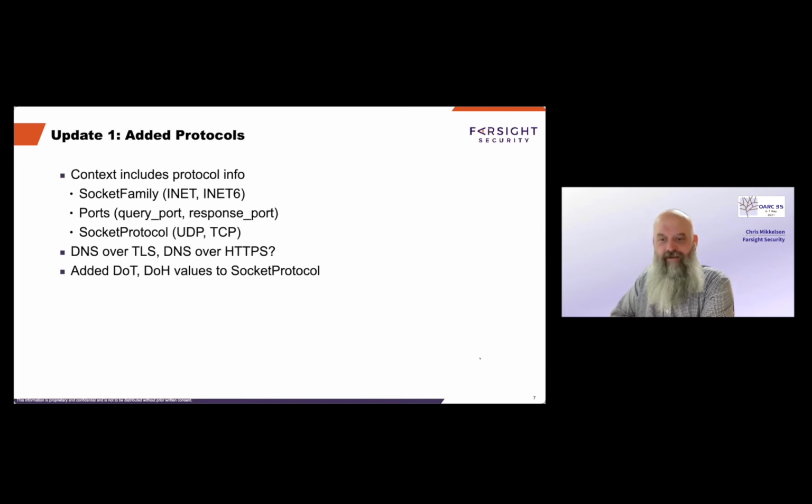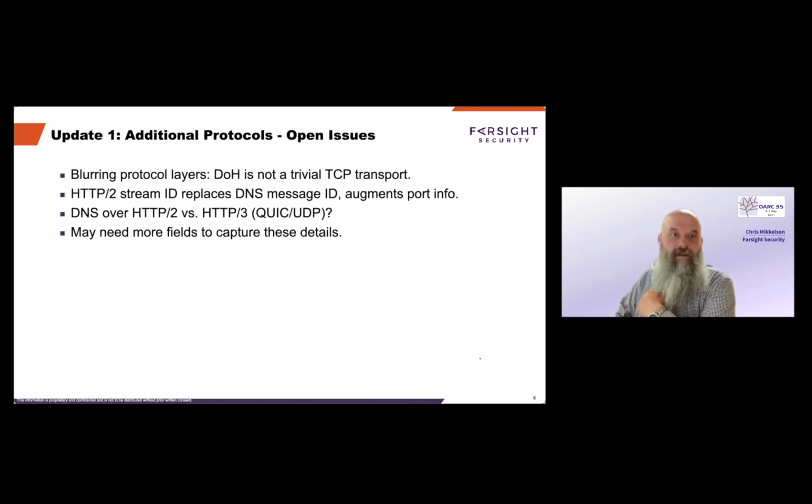After a short discussion about an old suggestion late last year, we added values to the socket protocol for DNS-over-TLS and DNS-over-HTTPS. That led to a few open issues, which are still open, which we might want to close at some point. So DoH is definitely not just a trivial thing on top of DNS over TCP. So we're blurring some protocol layering here.